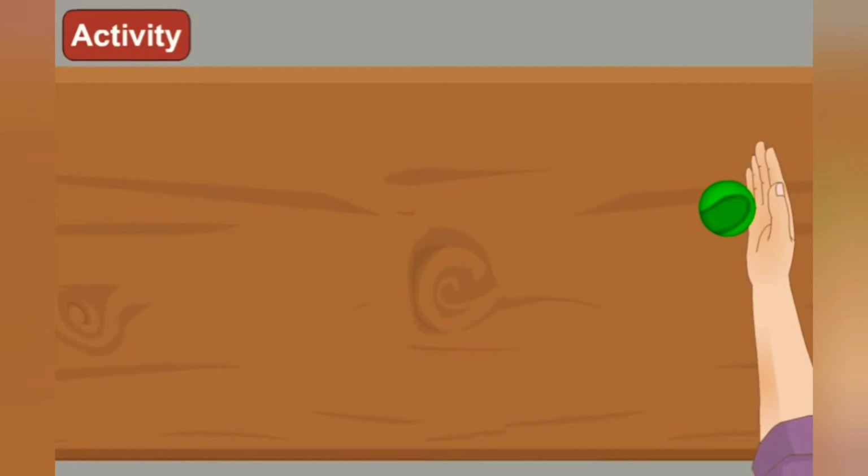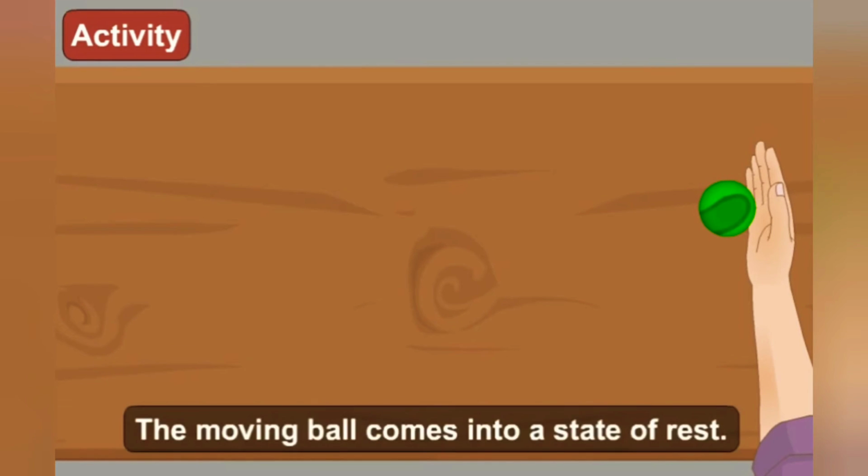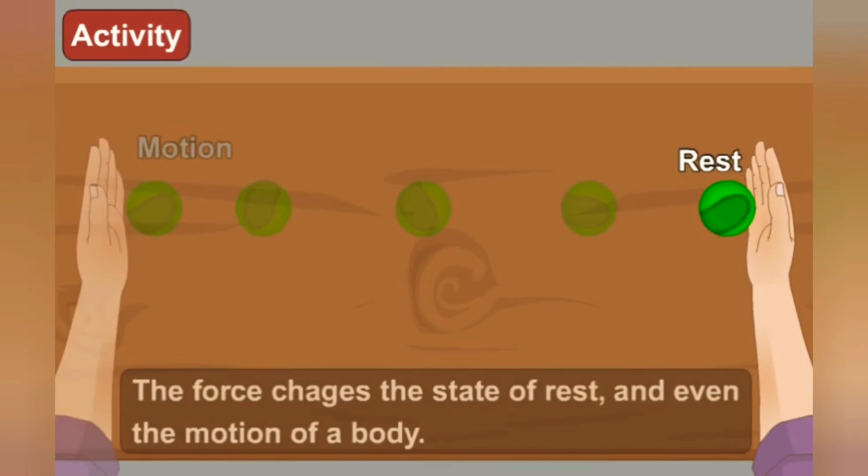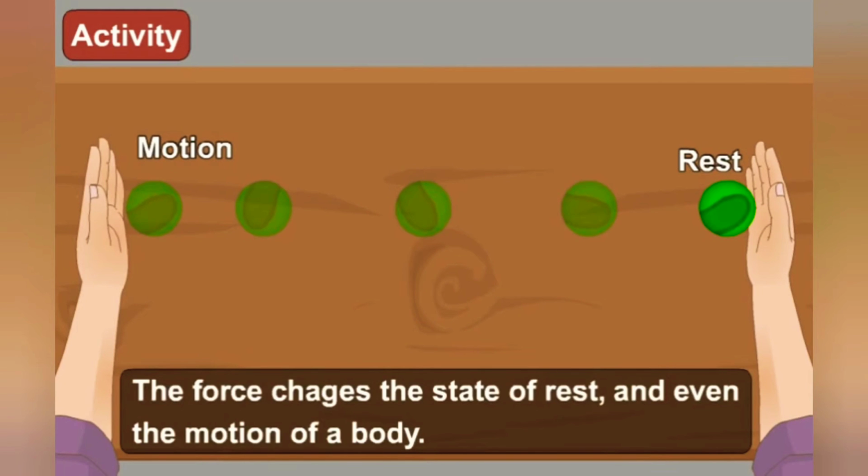Now, keep your hand on the opposite side of the moving ball. What happens then? The moving ball comes into a state of rest. This proves that the force changes the state of rest and even the motion of a body.